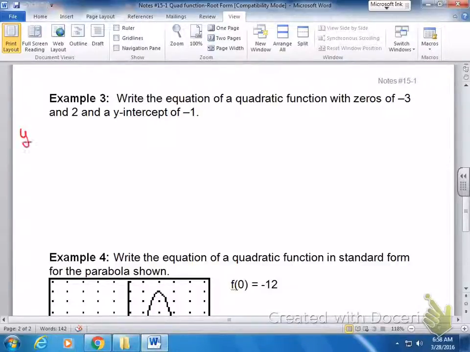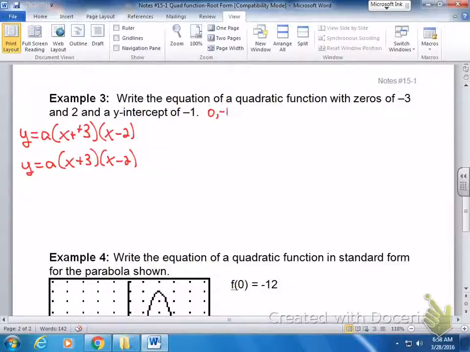Let's see, I'm going to have y equals a times x minus negative 3, x minus 2. I can clean that up. I have x plus 3 times x minus 2. They told me the y-intercept is negative 1, so that's the point (0, negative 1). There's my x and y. Let's plug those in. Negative 1 equals a times 0 plus 3 times 0 minus 2.